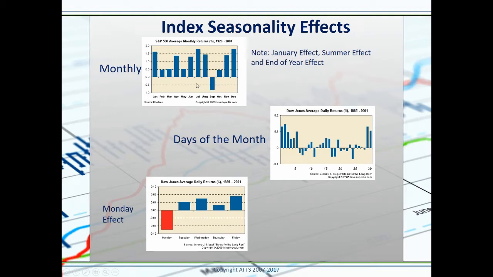So index seasonality effects. Well, first there is a monthly effect. This chart here reflects how each month does each year, and this covers from 1926 to 2004. What it shows is that basically September is typically the worst performing month of the year.